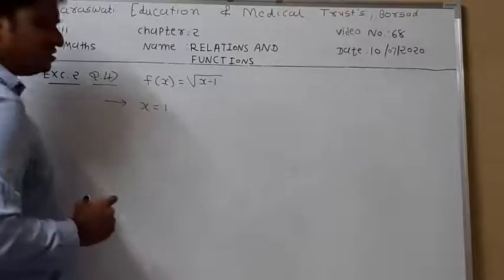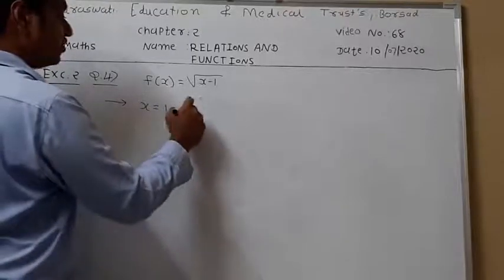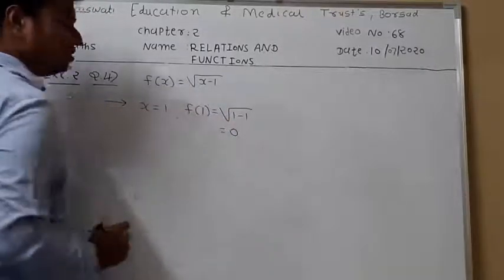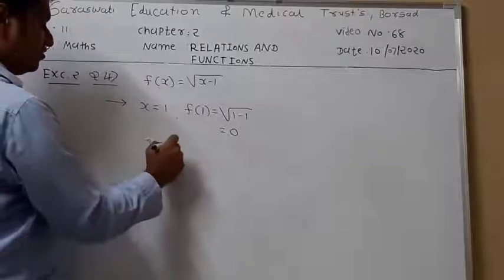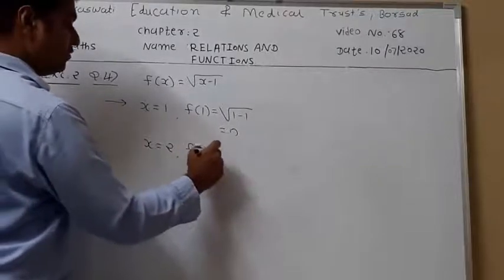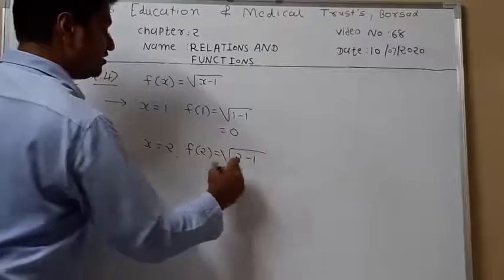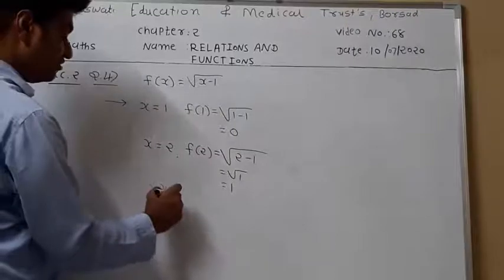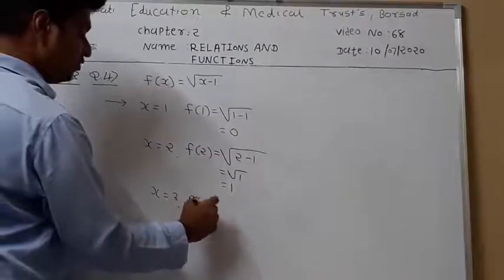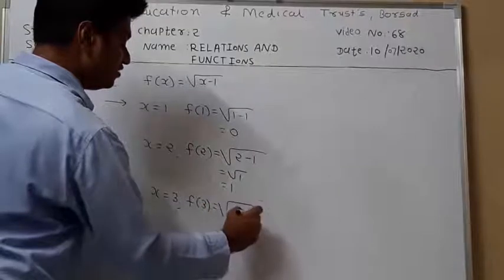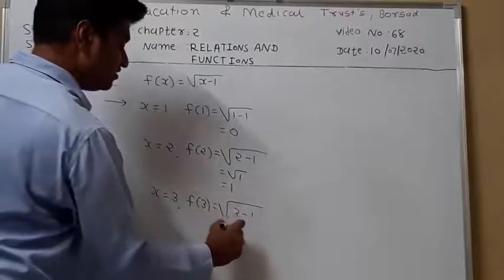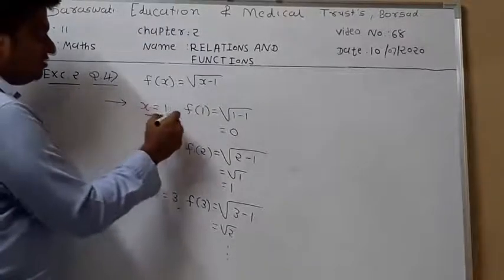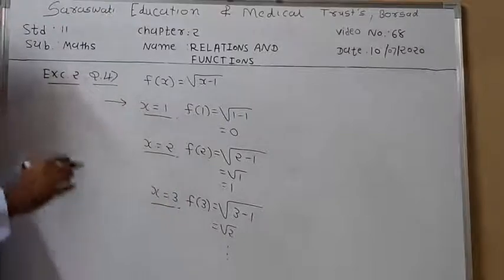Now start with x equal to 1. So f of 1 is equal to under root 1 minus 1, that means 0. X is equal to 2, so f of 2 is under root 2 minus 1, that means under root 1, which is 1. X is equal to 3, so f of 3 is equal to under root 3 minus 1, that means under root 2. And so on. So in the domain we can consider only positive numbers.